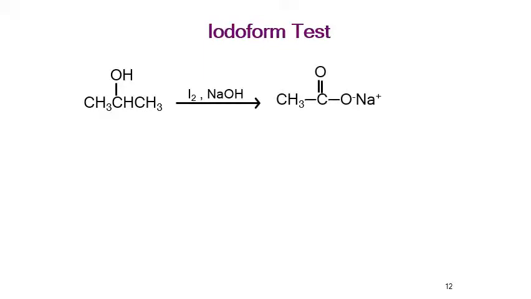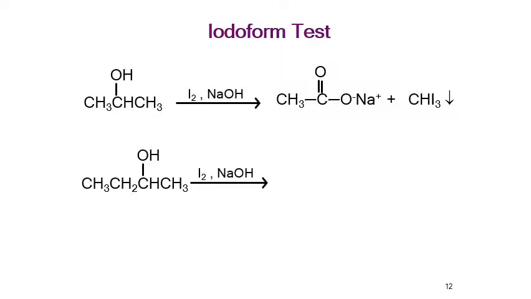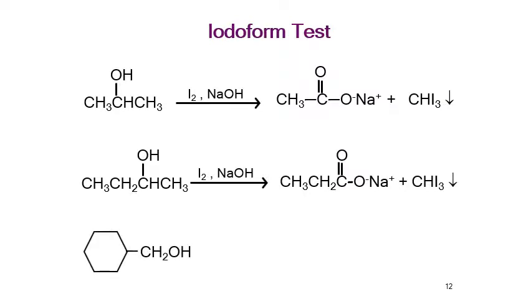Iodoform test. We are writing an equation of iodoform test. For example, 2-propanol treated with I2 and aqueous sodium hydroxide will produce sodium ethanoate and CHI3, triiodomethane, a yellow precipitate. Second example, 2-butanol treated with I2 in aqueous sodium hydroxide produces sodium propanoate and a yellow precipitate forms. The name is triiodomethane.